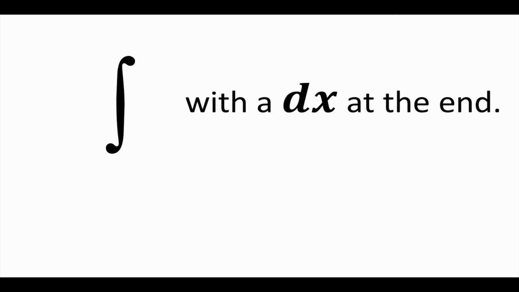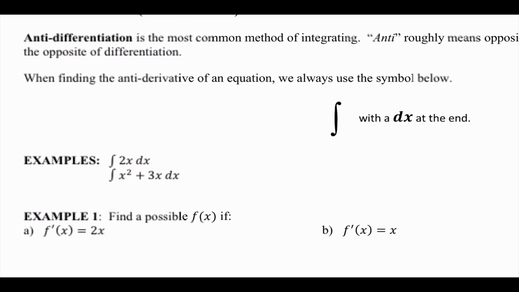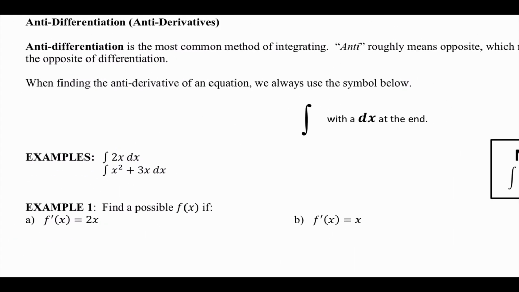And then you always have a dx at the end, or a dy, whatever letter they're using. So if they use y, you have a dy. If they use x, you have a dx, okay? So that's how you know that we need to integrate. So the most common way is by finding the antiderivative, okay?